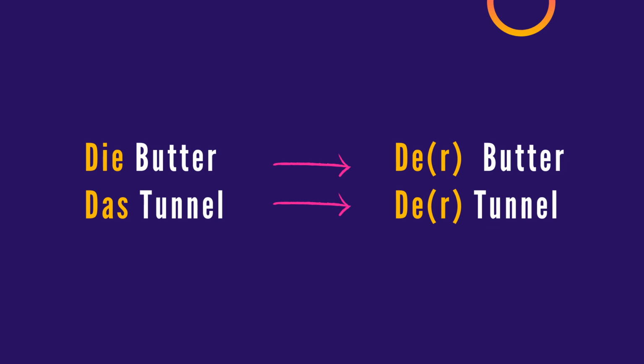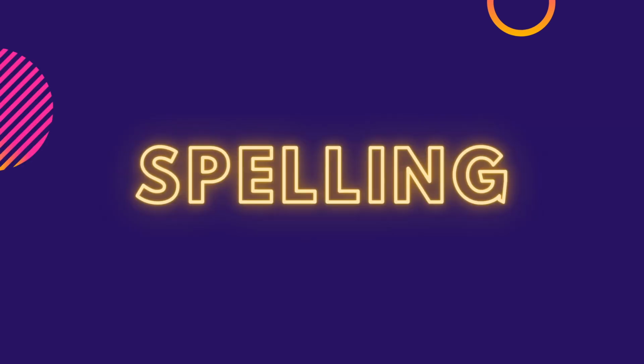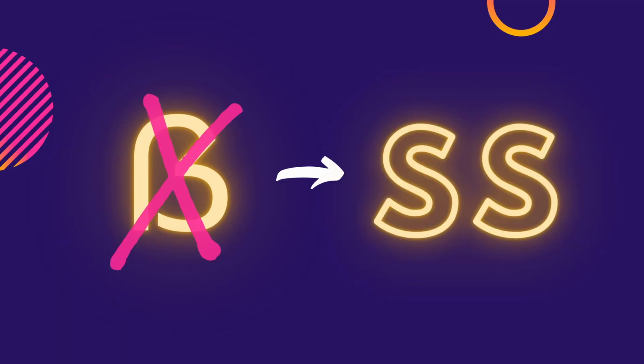Genders. Some nouns have other grammatical genders in Swiss German than in Standard German. For example, die Butter, der Butter, das Tunnel, der Tunnel. Spelling. In written materials, the most obvious thing is we don't use the SZ. We only use the double S. The SZ, we got rid of it about 60 years ago.